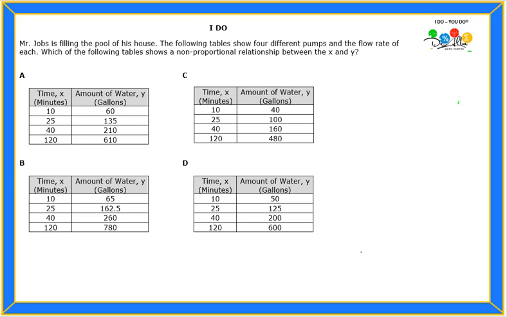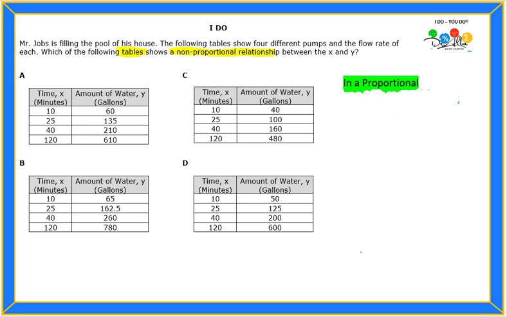So now we're supposed to find a what? A non-proportional relationship, but it's not in a graph, right? This one is actually on a table. So what do I do to find a non-proportional relationship from a table? Well, first of all, what is a proportional relationship? Of course, in a table, right?